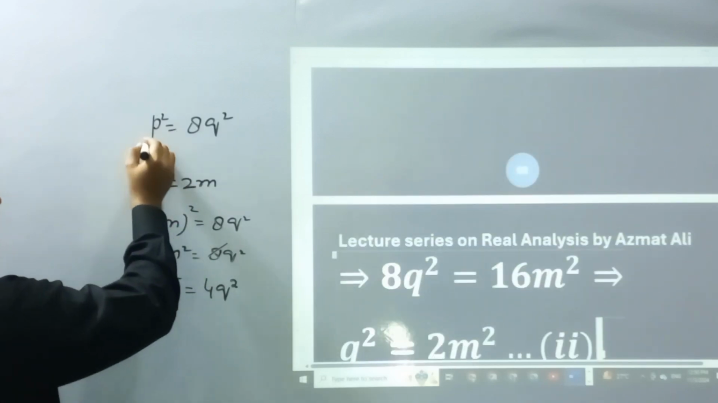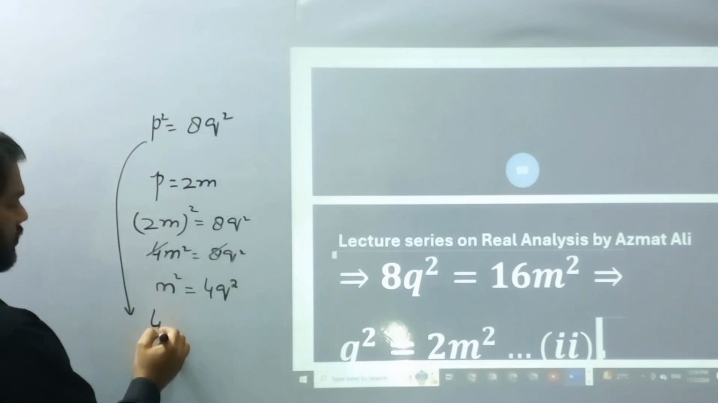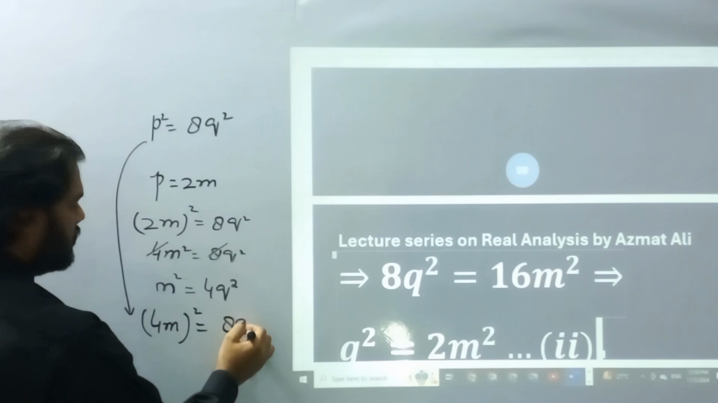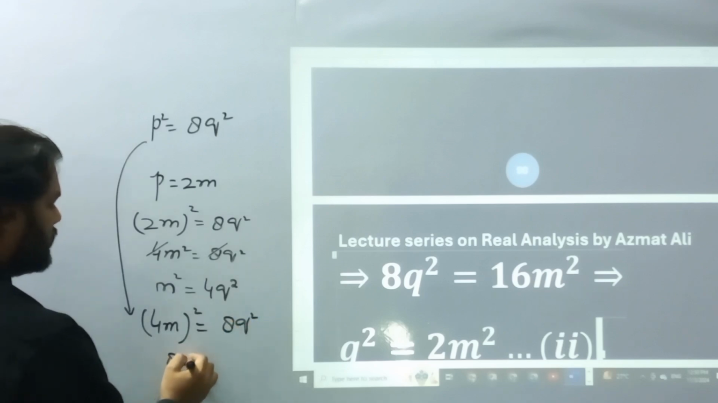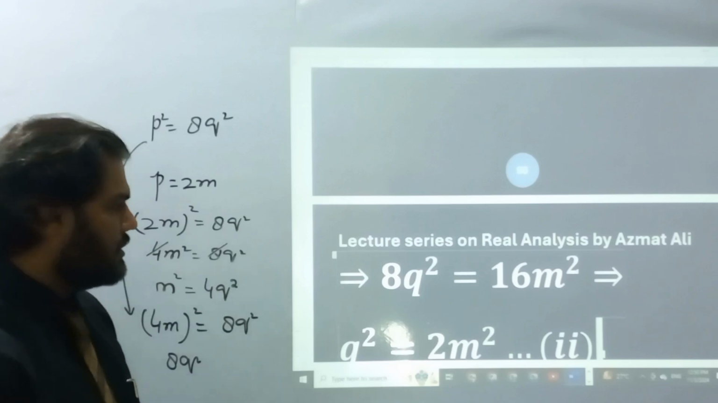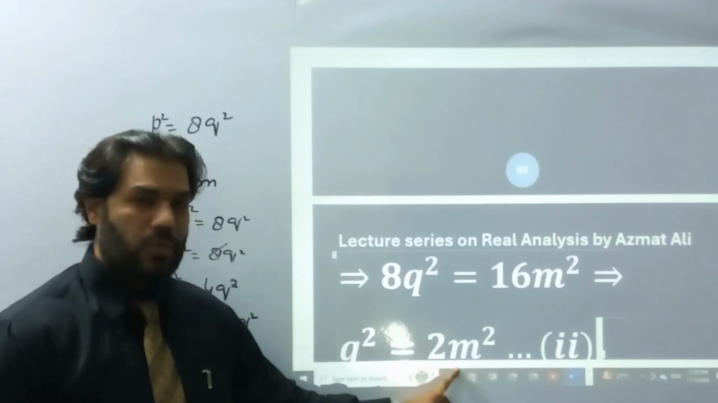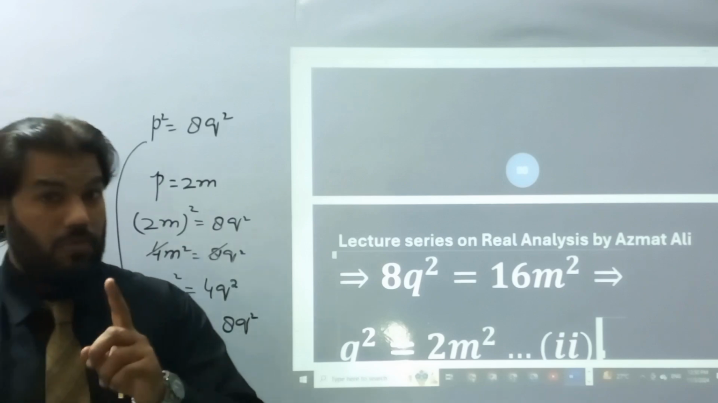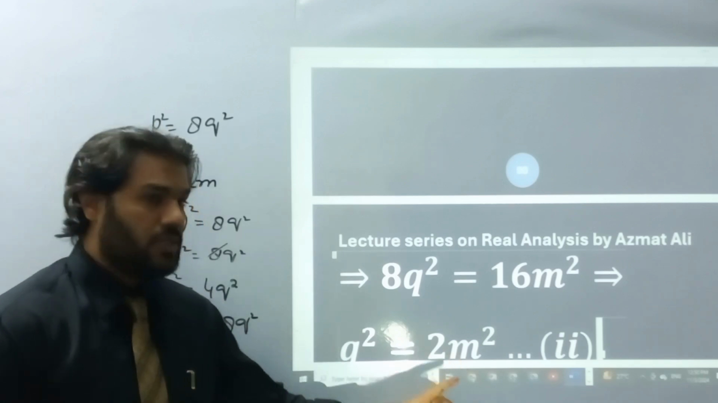p is equal to 4m from this equation. By putting this value p is equal to 4m, we have 4m square is equal to 8q square. This implies 8q square is equal to 16m square. By cancelling, we have q square is equal to 2m square. Now you can see that you can draw a conclusion about q square, because at this time the coefficient of m square is not 1.